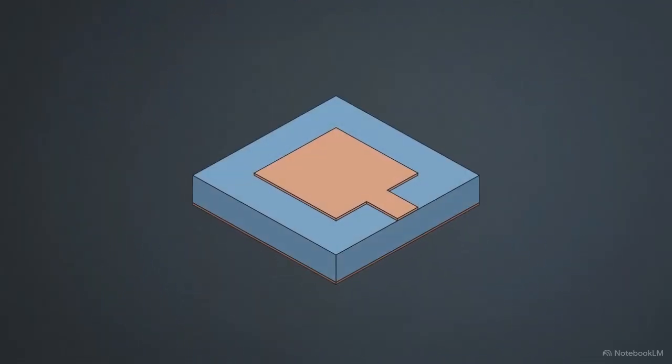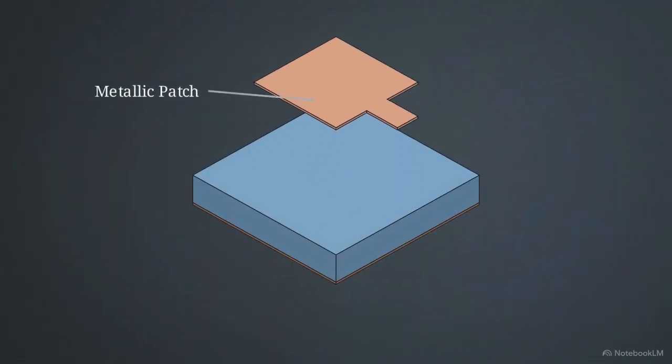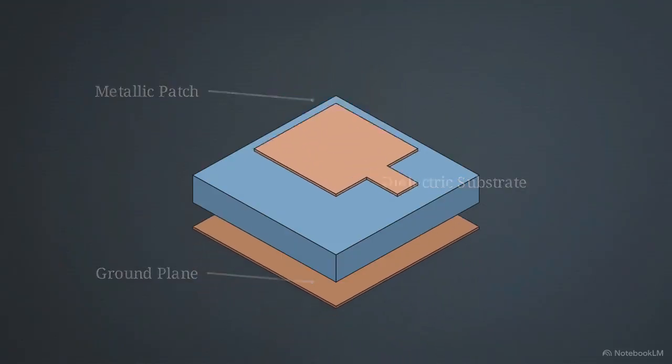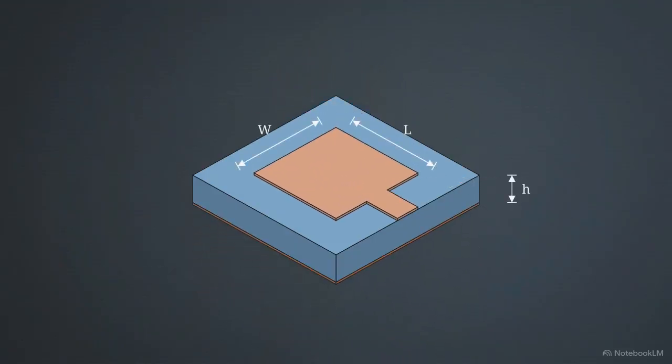The structure relies on three distinct layers: a conductive metallic patch on top, a thick dielectric substrate in the middle, and a solid metallic ground plane on the bottom. These three layers form the exact same foundation used in standard printed circuit board manufacturing.